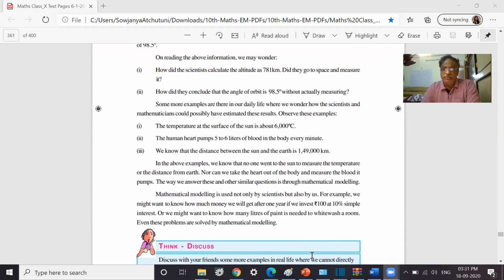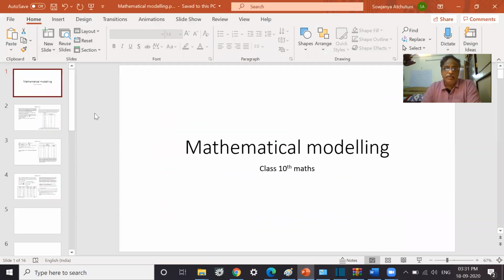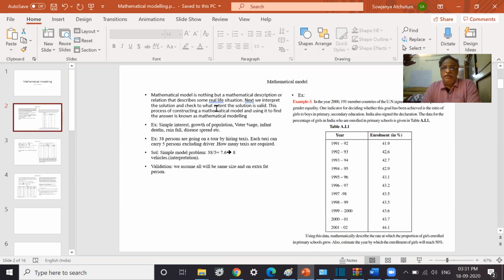We will start with some simple modeling techniques, then we'll go for others. Mathematical modeling is nothing but a mathematical description or a relation that describes some real life situation. Based on this, we can interpret the extent to which the solution is valid.